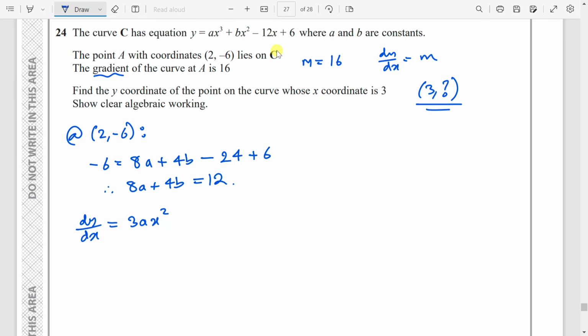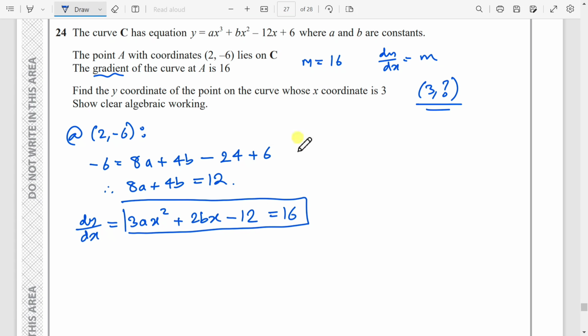bx squared, drop the power, becomes 2bx to the power 1. If you've got normal powers, the x vanishes, so it becomes minus 12. If you're left with just a value or constant, that becomes 0. That disappears. So this is what it gives you. And if you remember, the gradient equals 16. So here's our second equation right here.